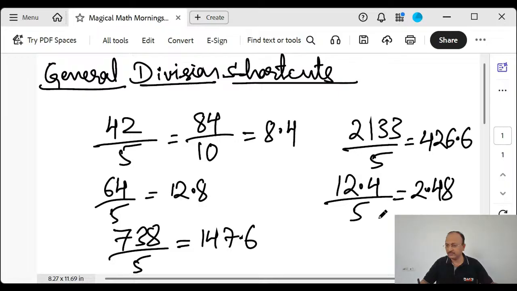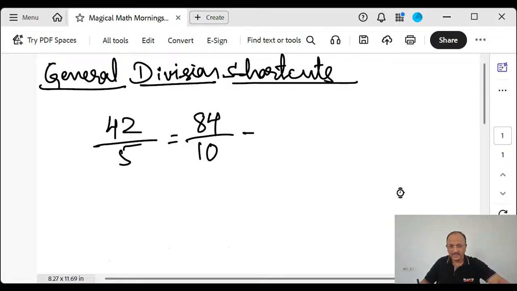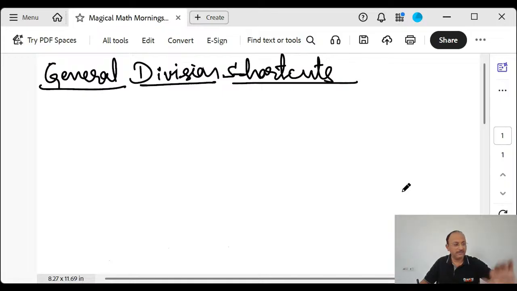Or else, what do we do? First, we can divide by 10. It will become 1.24. Then write its double. That's also possible. Whenever we are getting a normal number, it's very easy. But when we are using decimal numbers, sometimes it will be confusing.